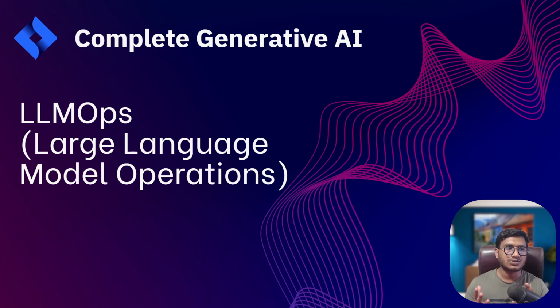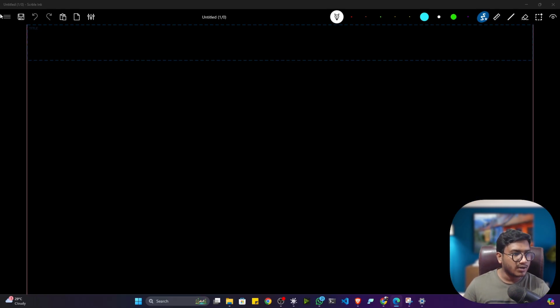First of all, let's try to see why LLM Ops is required. We saw what LLM Ops is exactly, now we'll try to see why we need it. For this, I'm going to open up my Blackboard and explain this concept there. So guys, I think so far you have learned about LangChain. Then you learned about Llama Index.